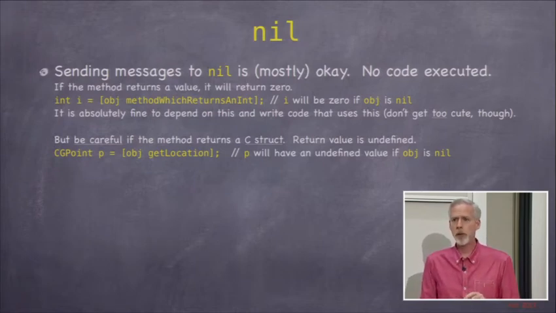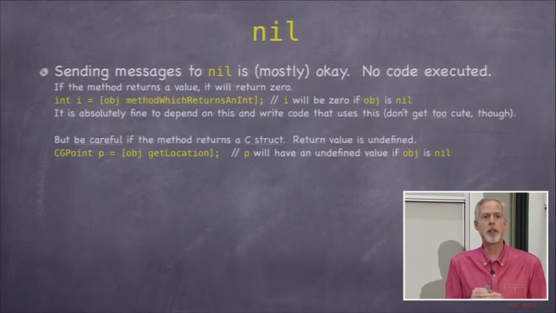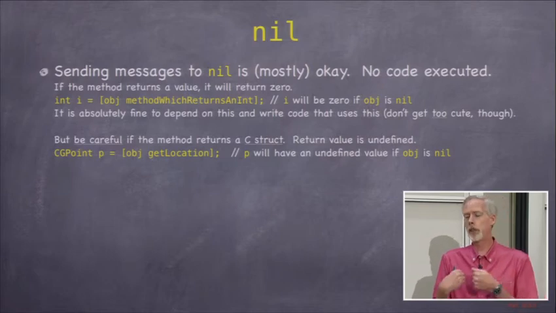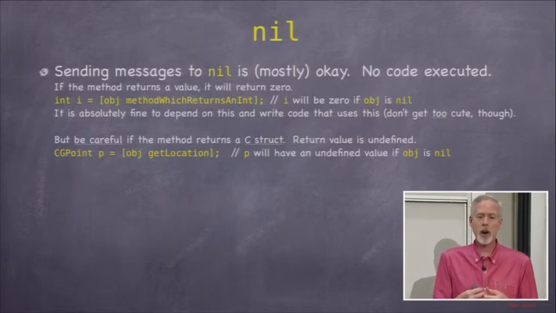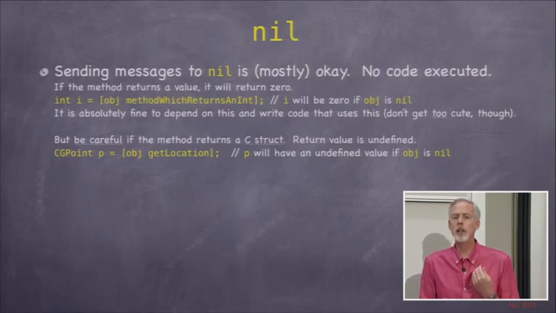You do have to be careful if the return type of the message send is a struct, because you don't get back a struct with all its members set to 0. You get back an undefined struct. Okay, what's in there is undefined. The struct is being returned to you on the stack. You might get stack garbage, you might get a zeroed out struct, you just don't know. So you can't rely on it. You should never rely on that in your code. Okay, if you call a method that returns a struct, you've got to check to make sure you're not sending it to nil. Okay?